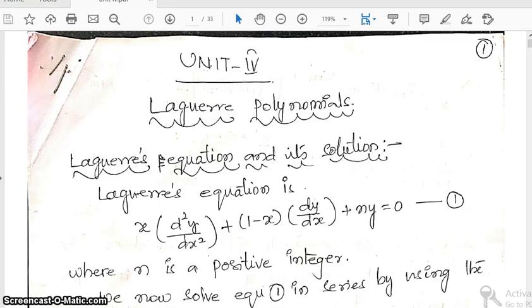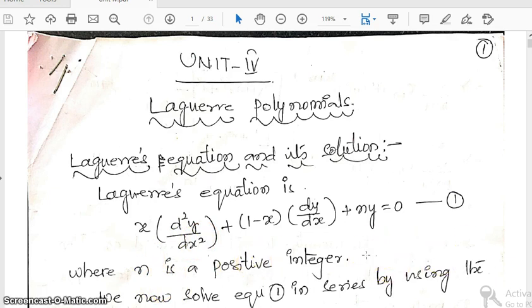Dear students, good morning. The last unit in the special functions is Laguerre polynomials. So the first topic in this unit is Laguerre's equation and its solution. x y double dash plus (1 minus x) into y dash plus n into y equal to 0 is called the Laguerre's equation, where n is a positive integer.